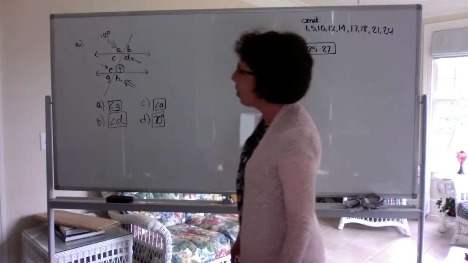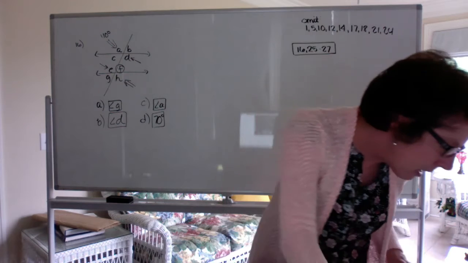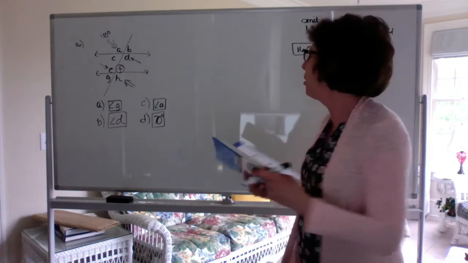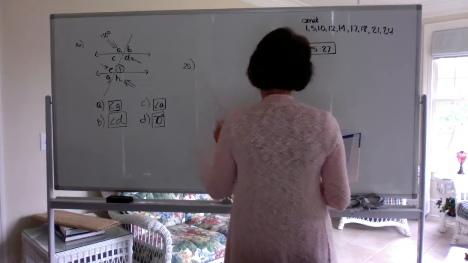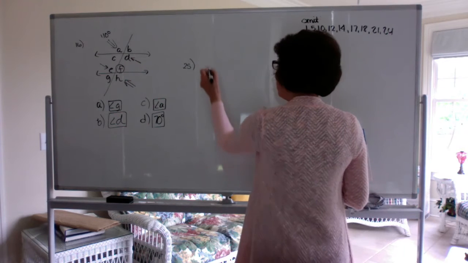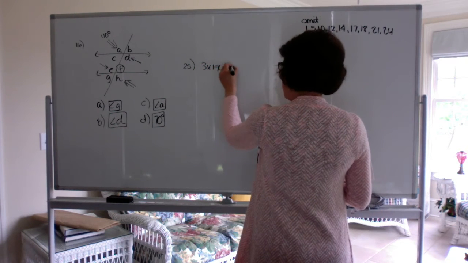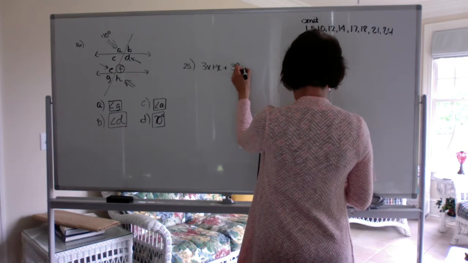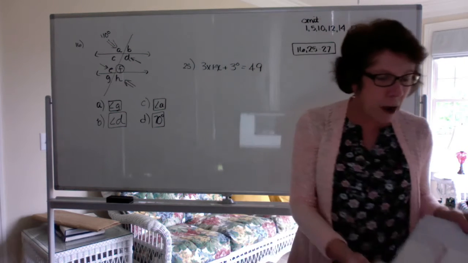Okay, now let's move on to number 25. I'm going to write it out right here, number 25. So go to that number on your worksheet. I've got 3x plus 3 to the 0 equals 49. And I am supposed to solve this for x.